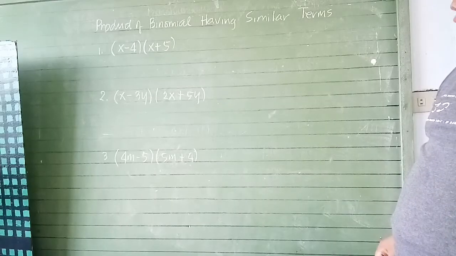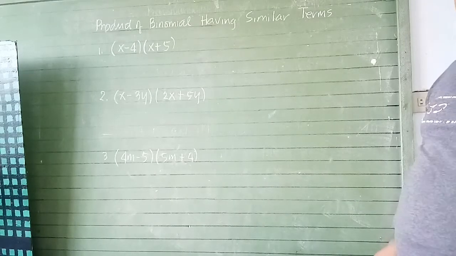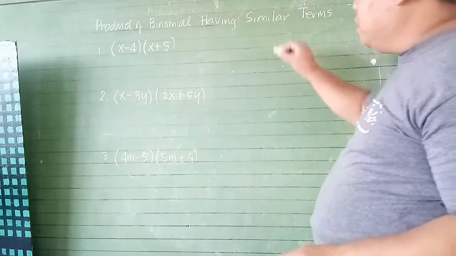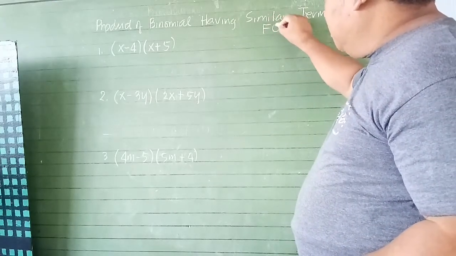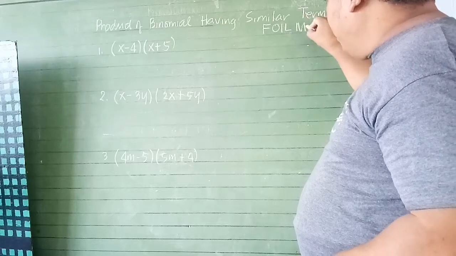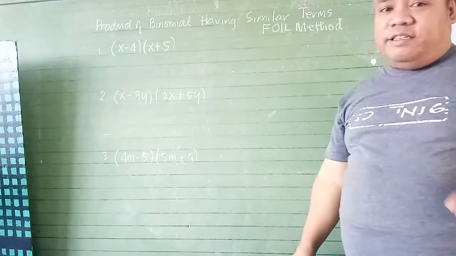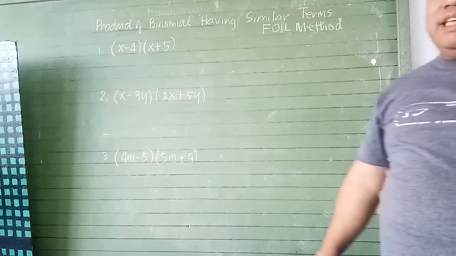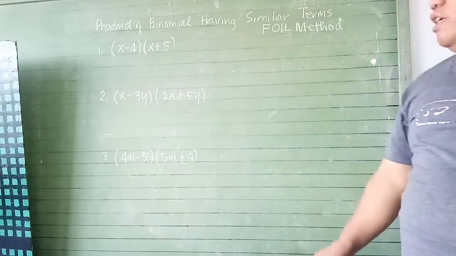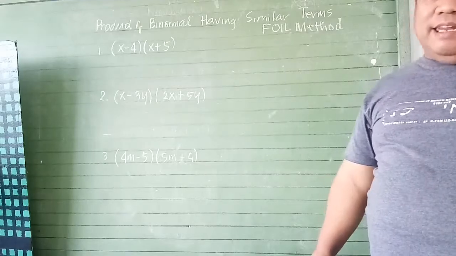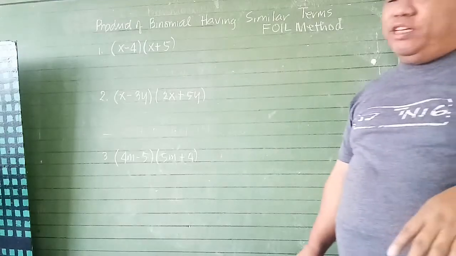The product of binomial having similar terms. Okay, so in this case, we're going to use the FOIL method. What is FOIL method? Actually, FOIL stands for first term, outer terms, inner terms, and last terms. So outer terms and inner terms should be added in this type of shortcut.